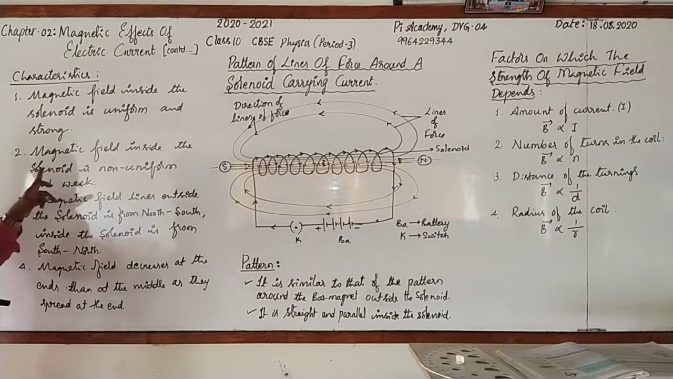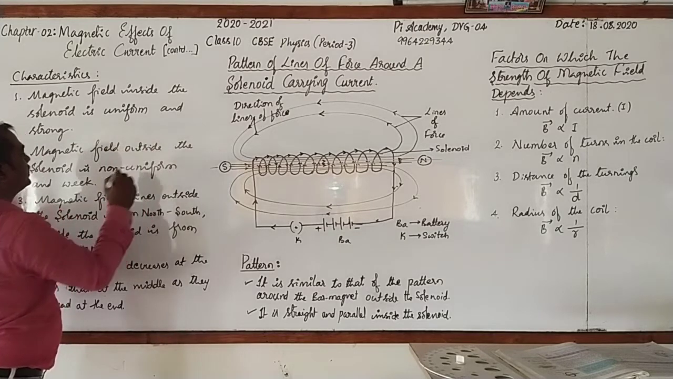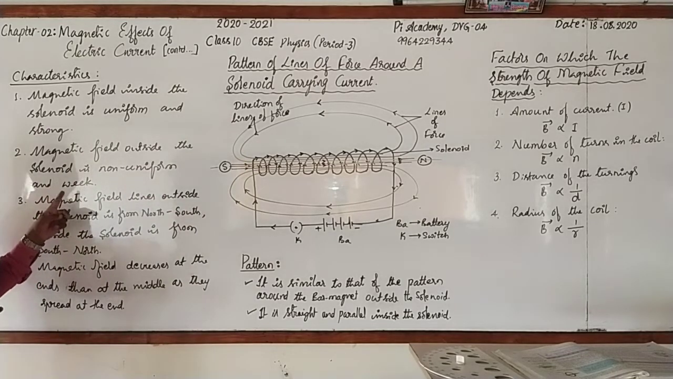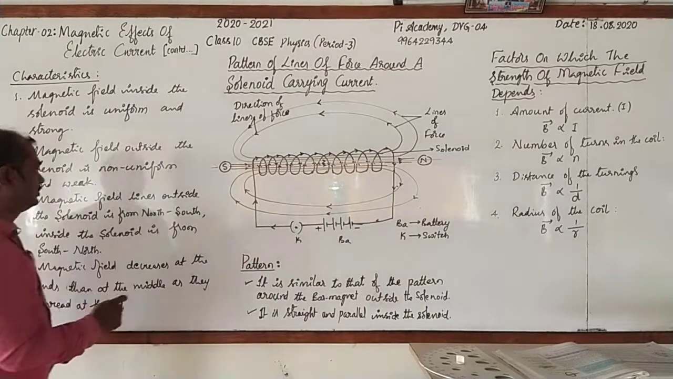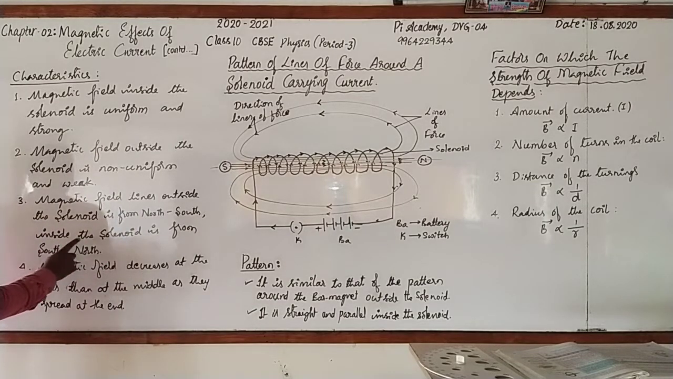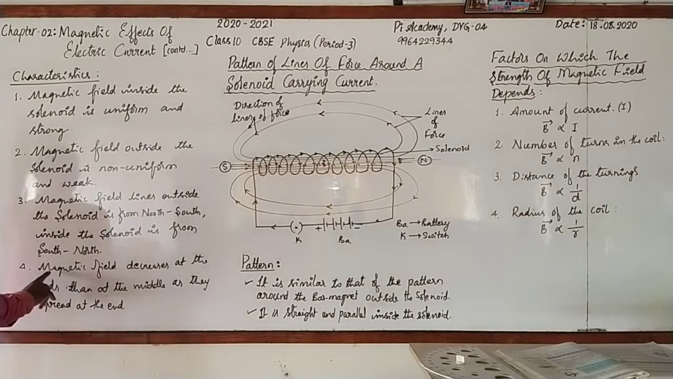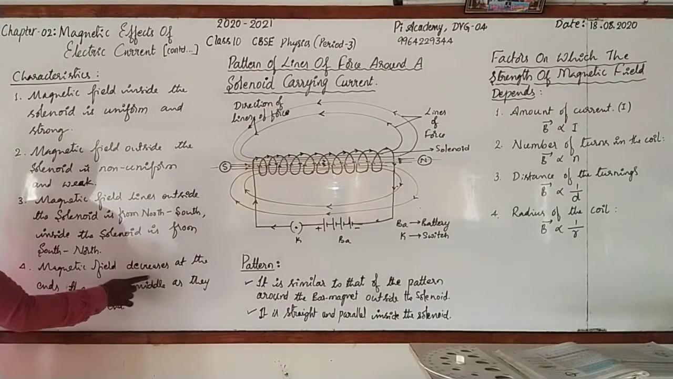Magnetic field outside the solenoid is non-uniform because the lines are not straight and parallel. Hence, they are weak. Next, magnetic field lines outside the solenoid go from north to south direction, and inside the solenoid it is from south to north. Clear?